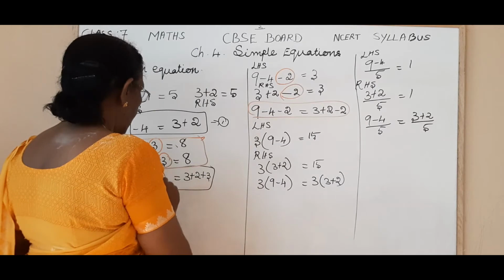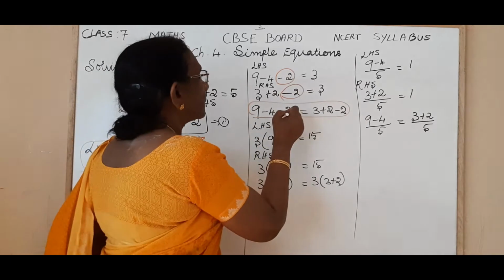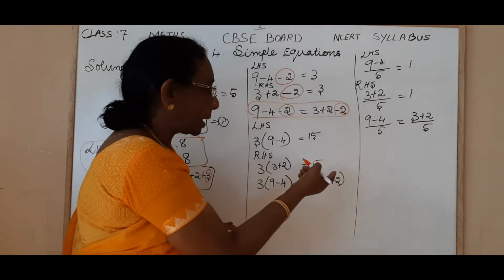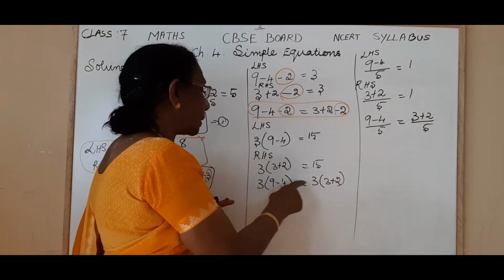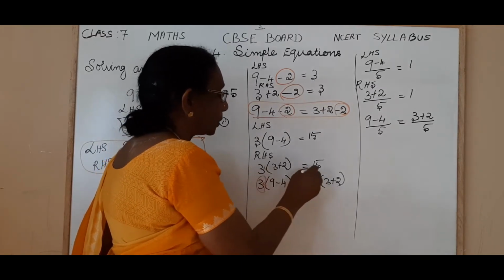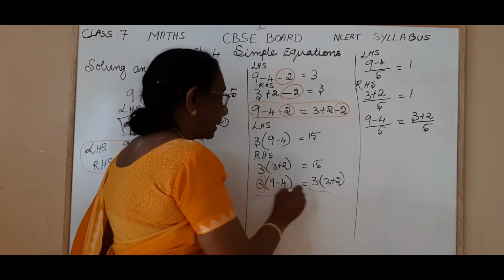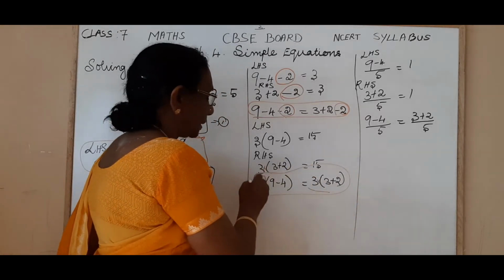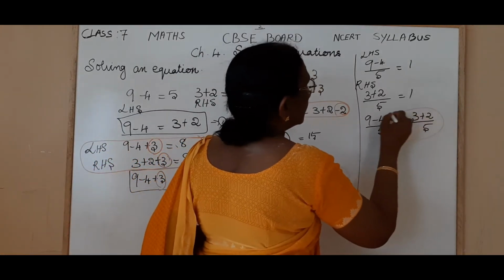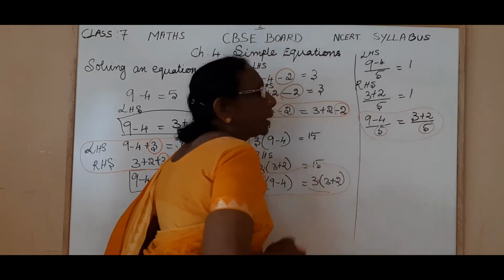What here you have added 3, the equality is maintained. Here you have subtracted 2, again the equality is maintained. And here you have multiplied by 3. So again what do you get? The equality is maintained by the same number. And here you have divided by the same number. Again the equality is maintained.